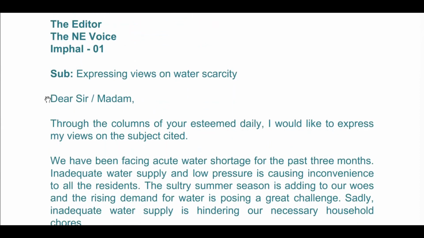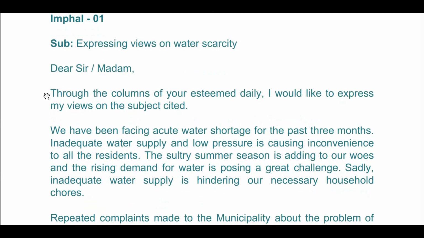Leaving a line, you have to write the salutation, Dear Sir or Ma'am. Leaving a line, you have to write the opening line, opening paragraph. Through the columns of your esteemed daily, I would like to express my views on the subject cited. Instead of writing esteemed daily, you may also write esteemed newspaper. Both have the same connotation. Or you may also write prestigious daily or prestigious newspaper. Right, students? I hope it's clear now.